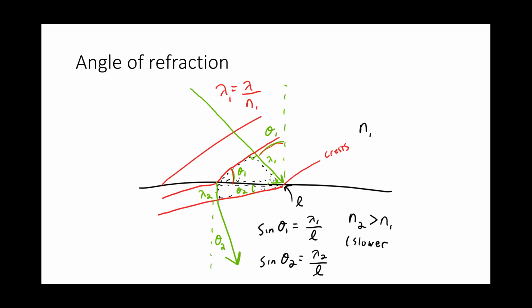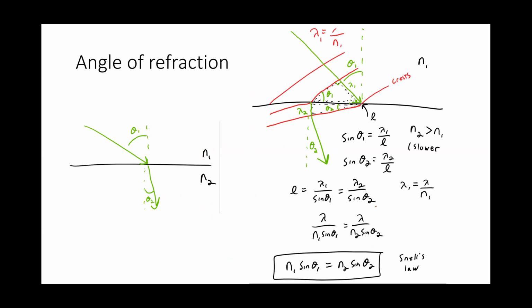And so I can write theta 1 and theta 2 inside my similar triangles. And because I know that the hypotenuse of these two triangles is the same, I'm just going to call it L. And then I can use this equation that the sine of each angle is going to be the wavelength over the hypotenuse. I'm going to solve both sides of this equation for L in order to put them together and get rid of L because I don't actually know what L is. So if I combine those two equations, I get that the wavelength in medium 1 over the sine of theta 1 is equal to the wavelength in medium 2 over the sine of theta 2.